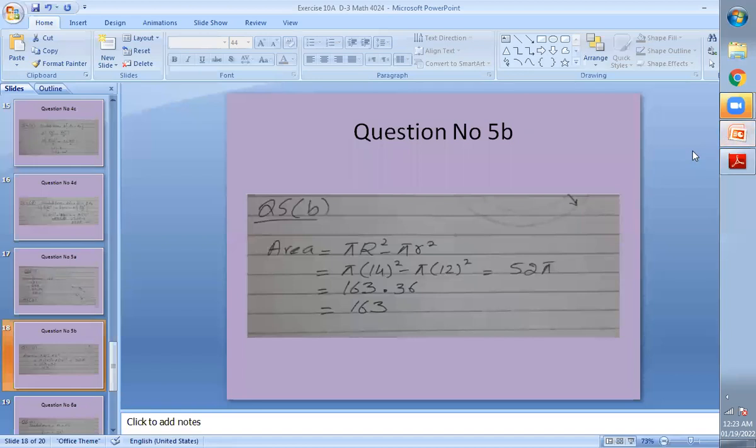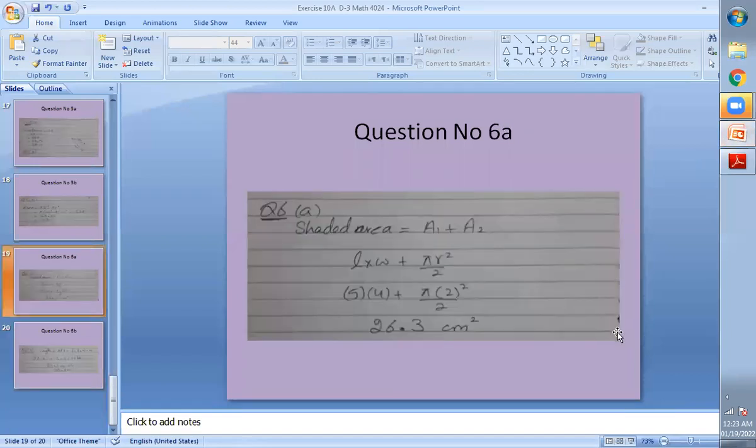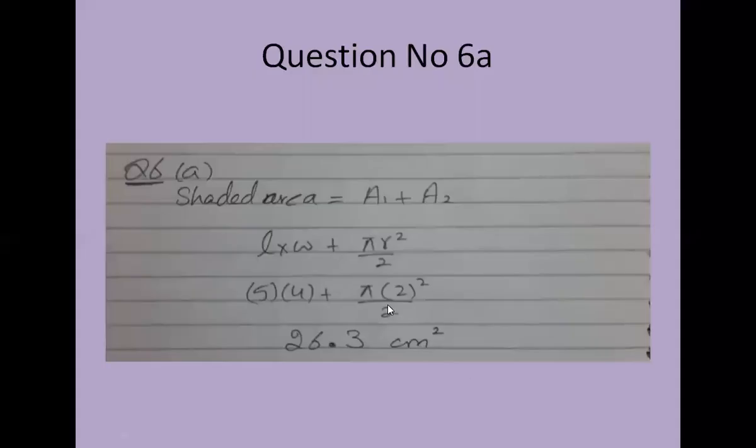So let me show you. Okay, so here we go, and the area. There is a rectangle which is 5 by 4 meters. So its area will be 5 × 4, length into width, plus the semicircle, pi r squared divided by 2, and its radius is 2. The diameter is 4, so the radius will be 2.